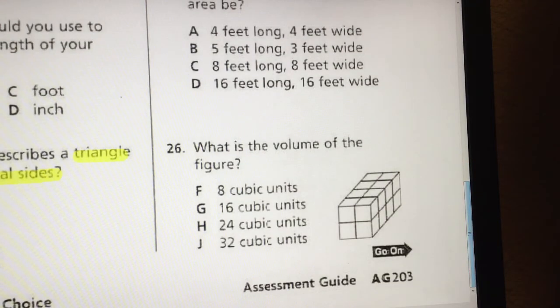Number 26, this is something we really didn't talk about, but see if you may or may not know it, so let's try it. What is the volume of this figure? How many cubic units do you see? Or maybe do you not see? Because I think some of these cubes are technically hidden. So how many cubic units do you see?